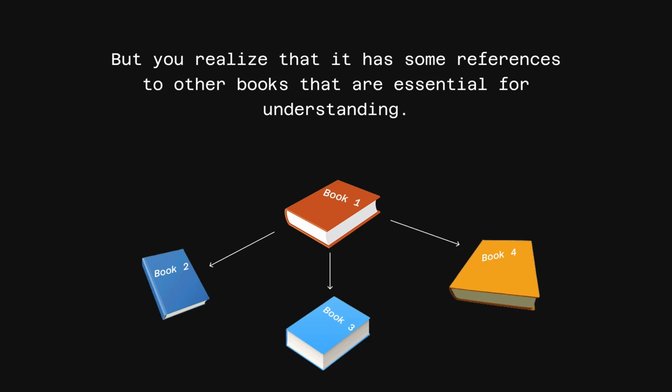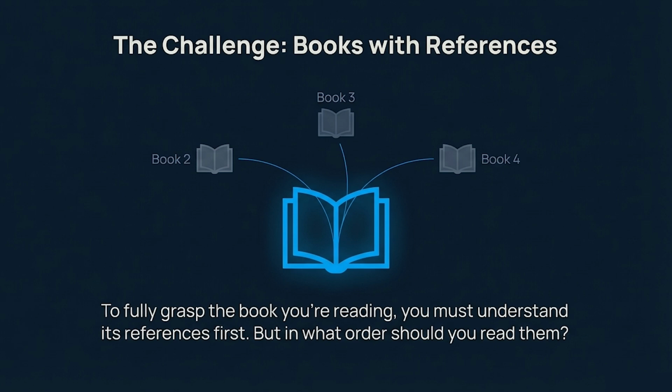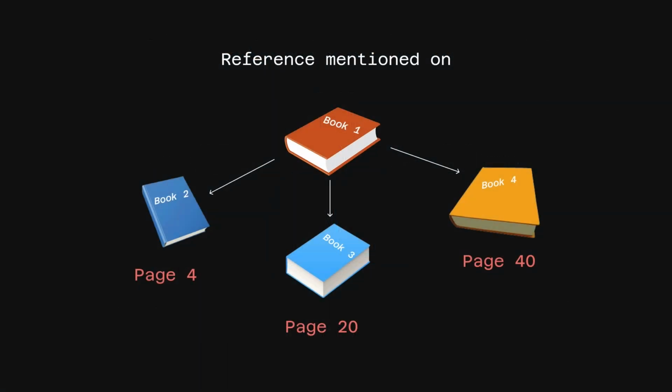To fully grasp the content of the book that you are currently reading, it's often essential to read these reference resources first. So imagine you're reading book 1. Inside book 1, you find references to 3 more books, book 2, book 3, and book 4. So the question begins: since you have 3 references from book 1, how should you approach them? In which logical order should you read? Let's say you decided to read book 1, and on page 4 you see a reference to book 2. Later on page 20 it references book 3, and again it references book 4 on page 40.